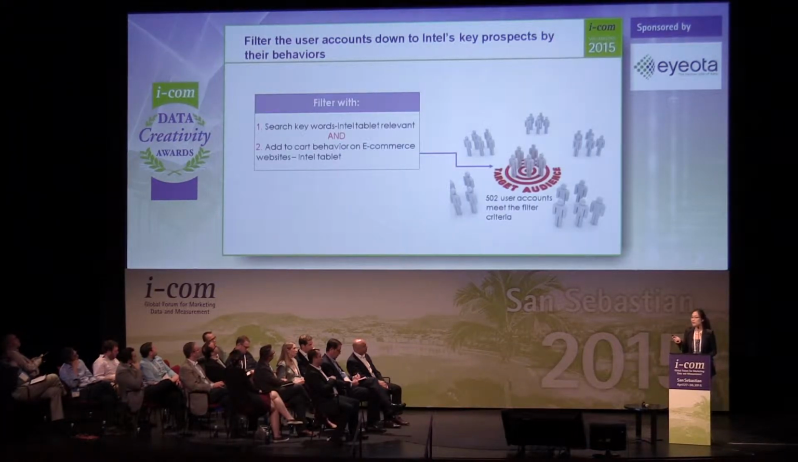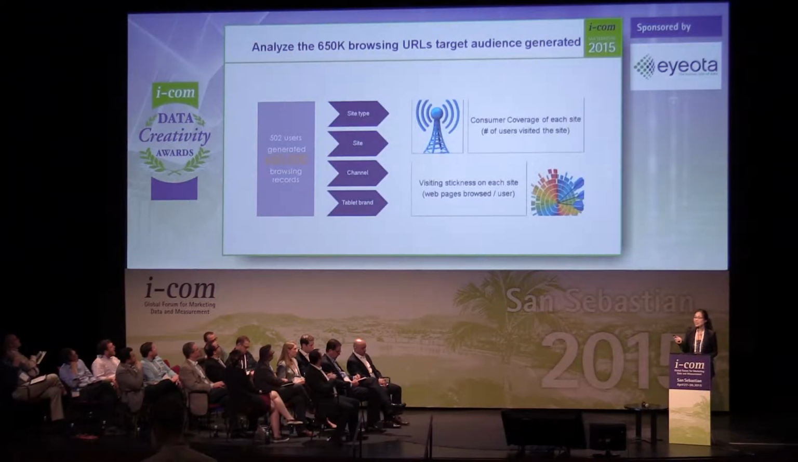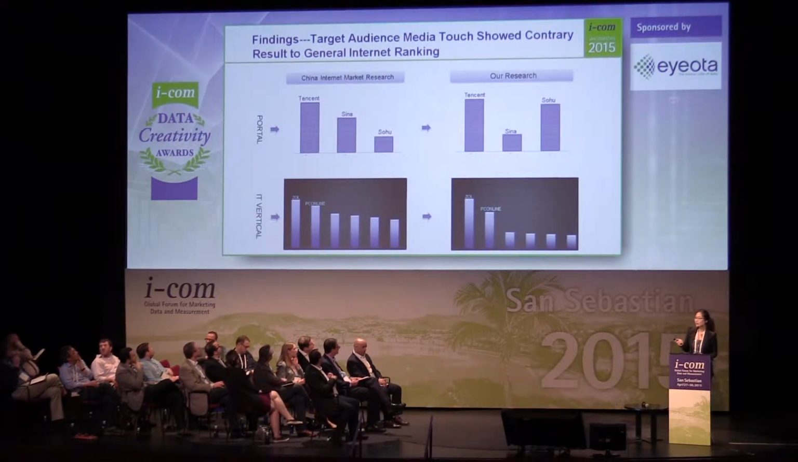So finally, we got 502 target audience. Guess how many browsing records they generated during our study period? The answer is 650,000 browsing URLs they generated. So we spent a lot of time to translate these URLs into useful data that can be analyzed. And then we look at the data by 2 dimensions. 1, audience coverage. 2, audience thickness. And we got quite a lot of findings. Here I listed a few.